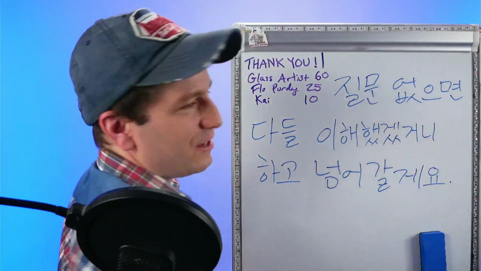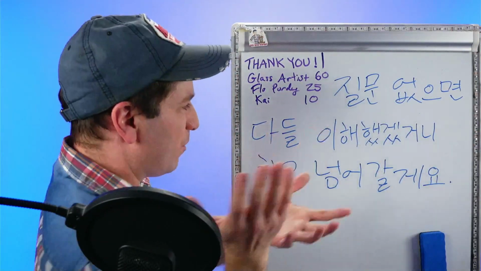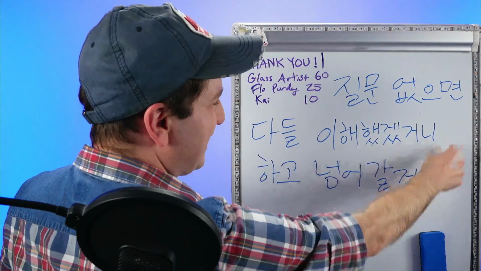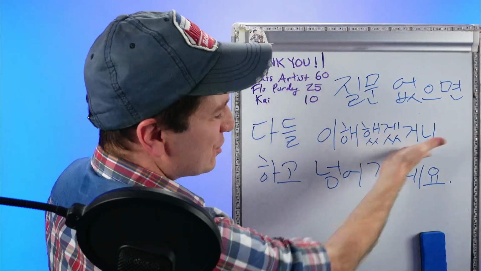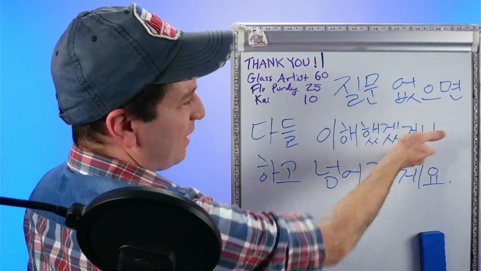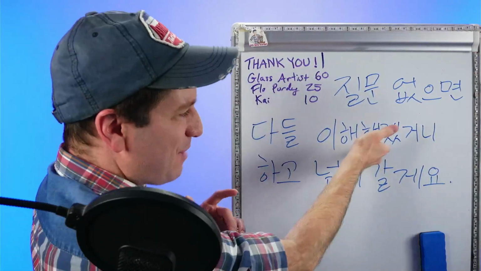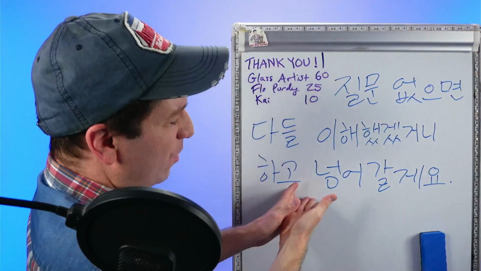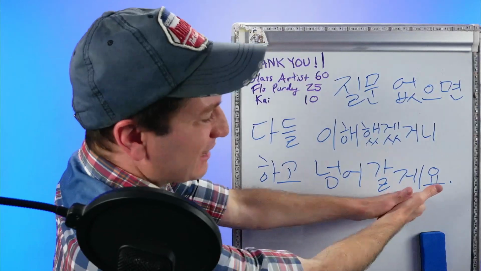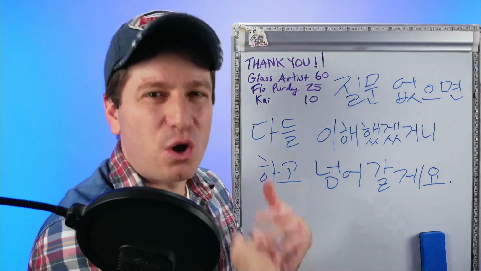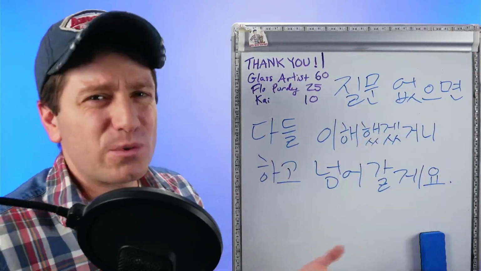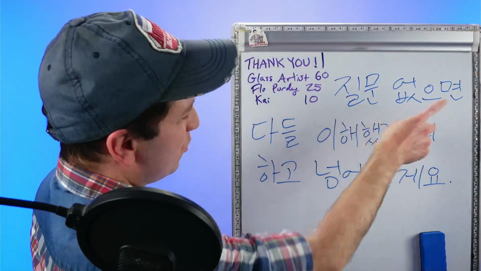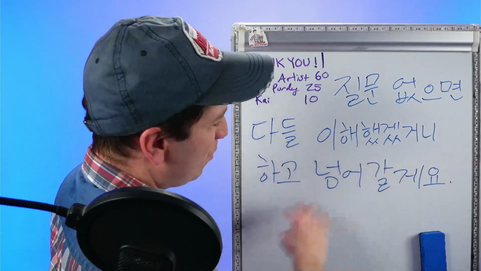질문 없으면, so if there are no questions, 다들, everyone, 이해했겠거니, so 이해하다, to understand. 이해했다, understood. So I will assume that all of you understood, 했다, past tense, understood. 하고, I'll think that, and 넘어가다, to just continue on. I'll just go on. I'll just move on. So if there are no questions, I'll just assume everyone's understood and move on. 질문 없으면 다들 이해했겠거니 하고 넘어갈게요.